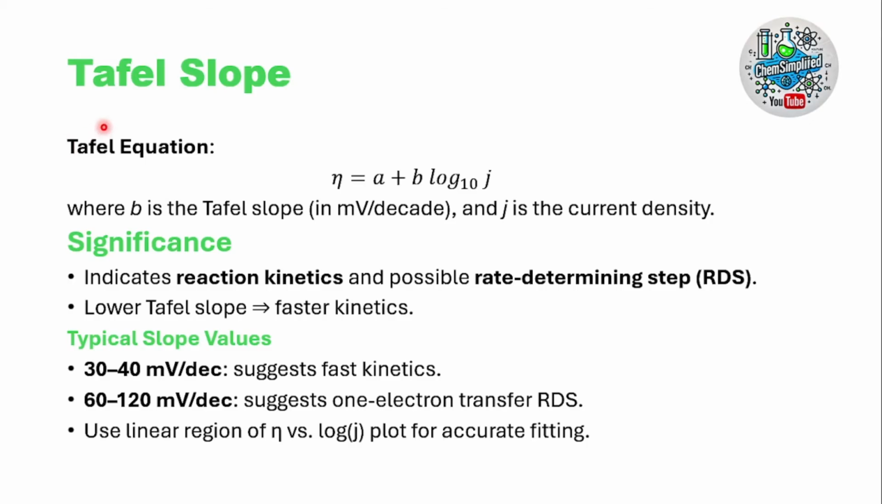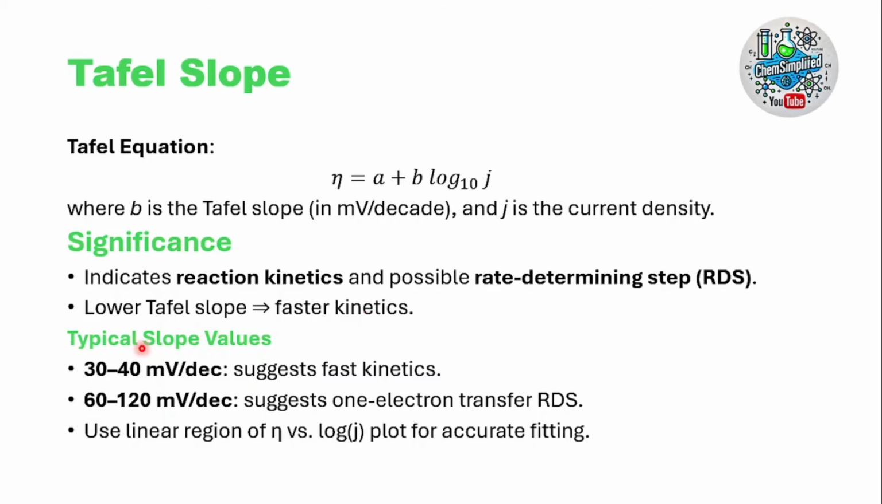Before going into the calculation of Tafel slope, first we will discuss a few things. Here is the Tafel equation. Eta represents the overpotential, A represents the intercept of the graph of overpotential versus log of current, B is the slope of the linear fit of the graph between overpotential and the log of current, and J represents the current density here. And what is the significance of Tafel slope? Tafel slope normally indicates the reaction kinetics and possibly the rate determining step of the reaction, and a lower Tafel slope means faster reaction kinetics.